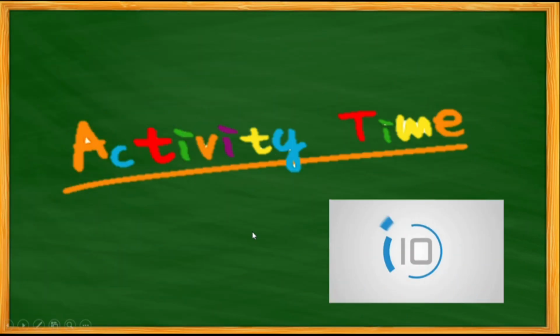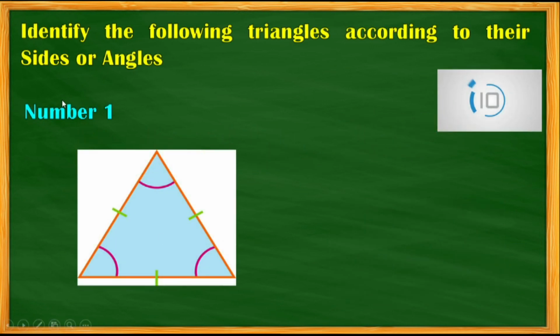Now, let's have some activity time. You have to answer every question in 10 seconds. Okay? So, let's proceed. Identify the following triangle according to the sides or angle. Number 1. This would be the figure. You have 10 seconds. Your timer starts now.